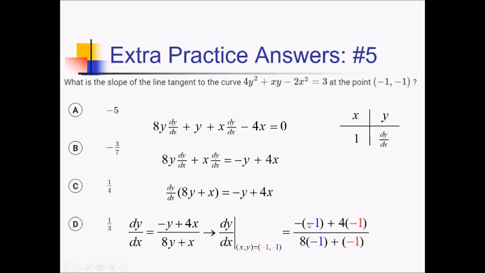So this is going to be 1 minus 4, so that's -3 up top. And then on the bottom, I've got -8 minus 1, so -9. And we can reduce that to 1 over 3 to match answer choice D. Oh, there it is, 1/3. All right, now we're done.